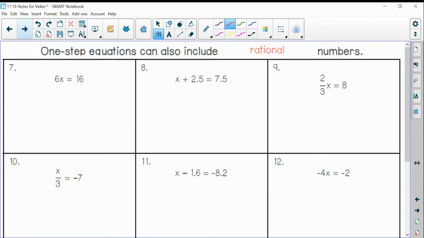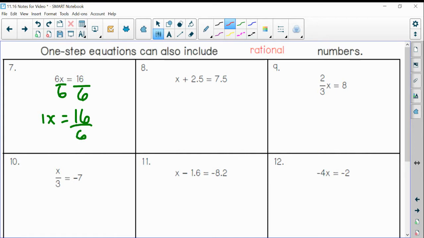Awesome. So let's look at our one-step equations with some rational numbers. So now we're going to look at some integers, the positives and negatives, as well as some fractions and decimals. In this first one, I have 6 times x equals 16. What was my inverse of multiplication? Division. So we're going to divide this left side by 6 as well as this right side, because what I do to one, I have to do to both. 6 divided by 6 is simply 1.